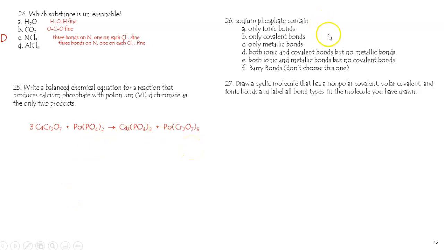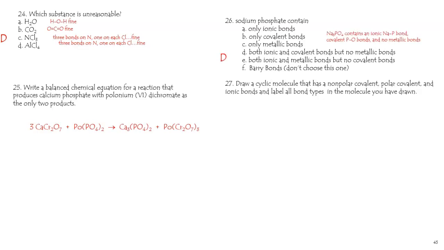Sodium phosphate contains what? Well, the sodium to phosphorus bond will be ionic, but the phosphate PO4 has covalent, so I'm looking for ionic and covalent. Certainly no metallic bonds, since there's only one metal per unit group, and so with no metallic bonds there. And there it is, letter D.